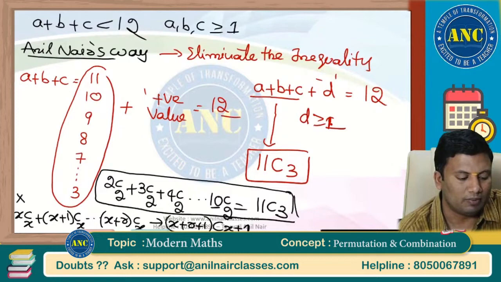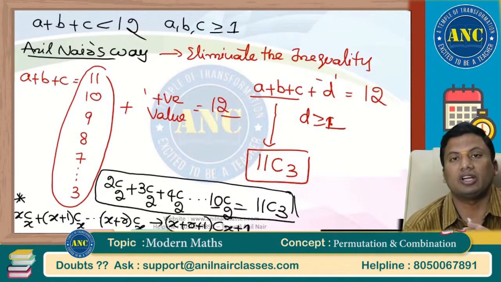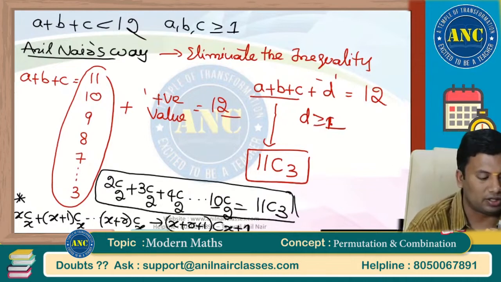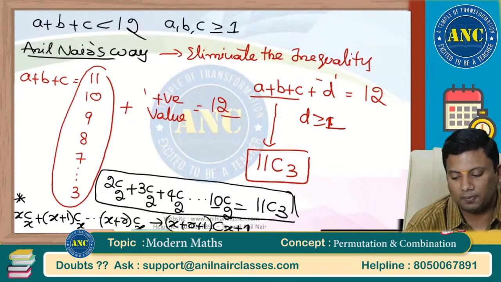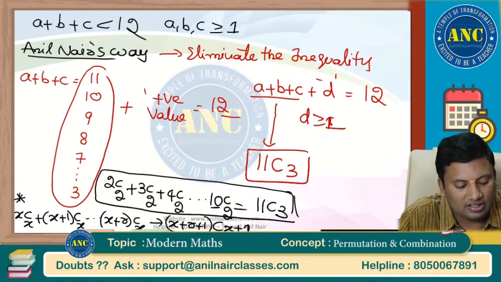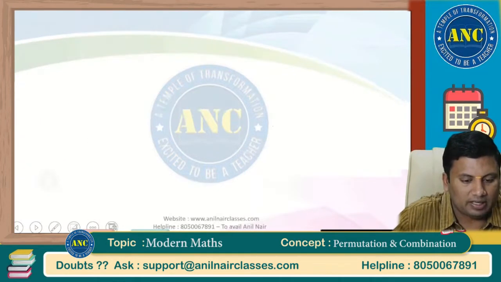You don't need to remember these binomial expansions. Think logically. Eliminate the less than inequality and put equal to. So A plus B plus C plus D is nothing but 12. The answer is nothing but 11C3.